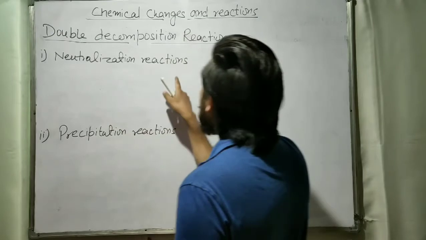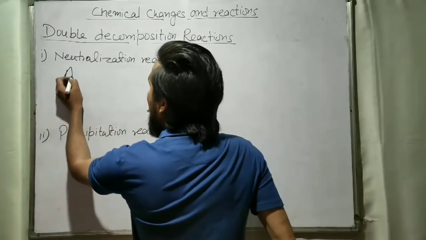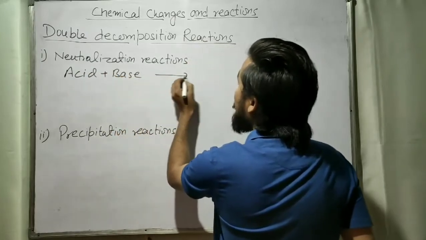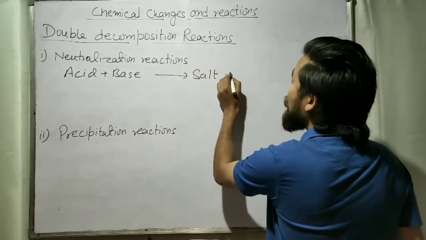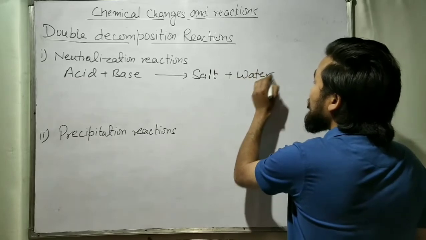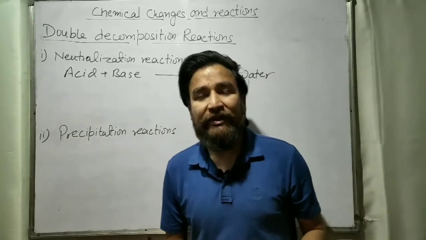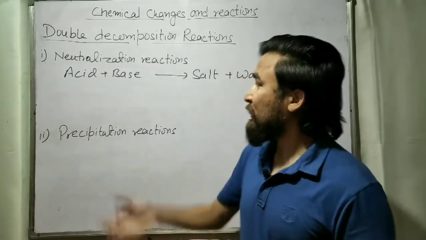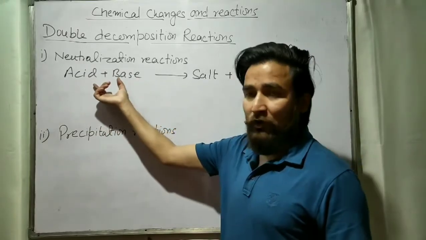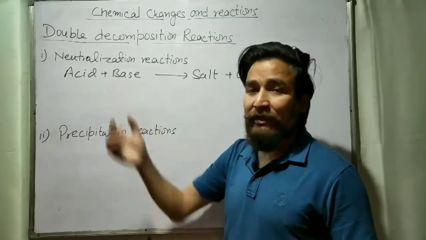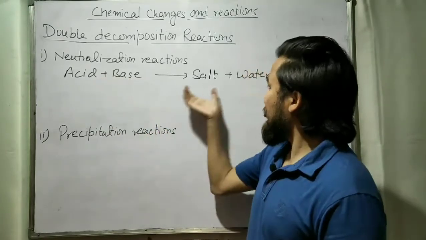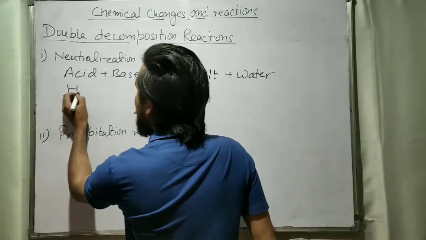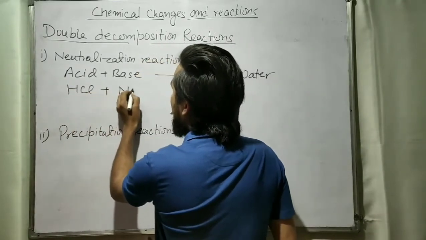Neutralization reactions are those reactions in which an acid and a base react to form salt and water. Remember, the reactions in which an acid and a base combine or react to form salt and water are called neutralization reactions. Why are they called neutralization reactions? Because acid and base neutralize the effect of each other and form salt and water. Let's see an example, an acid HCl and a base NaOH.